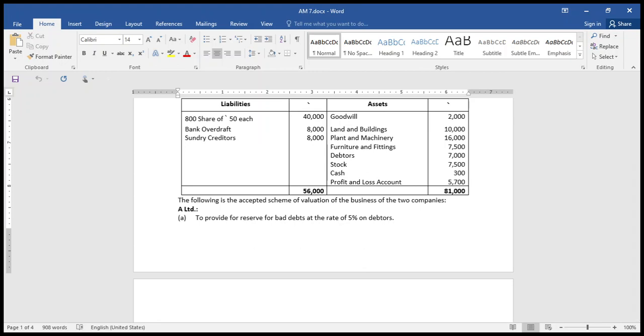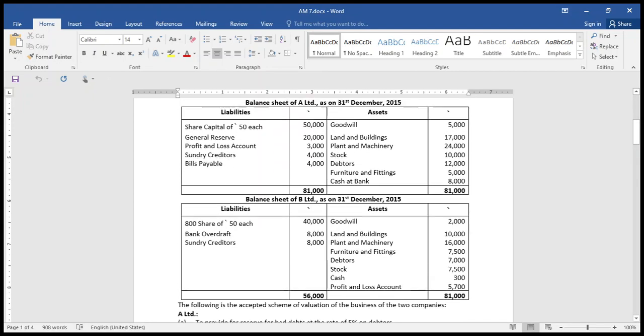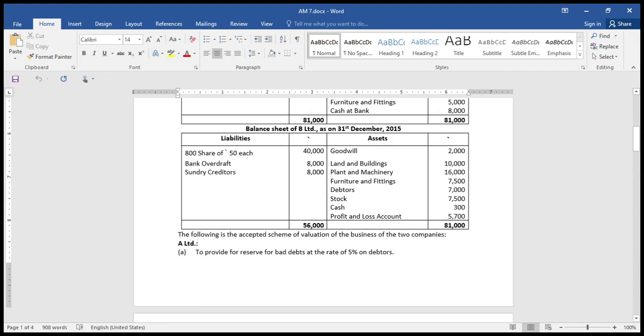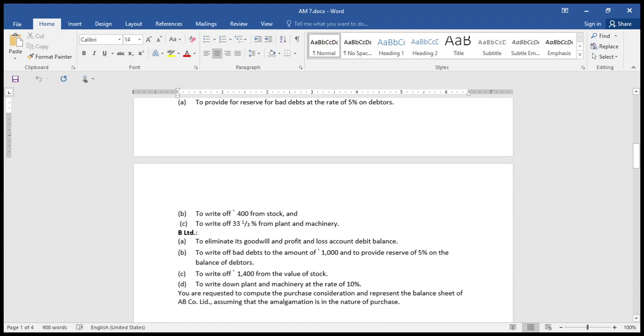For A Limited, to provide for reserve for bad debts at the rate of 5% on debtors. So in case of A Limited, we must provide for RBD on debtors. So what is the debtors in case of A Limited? 12,000. On 12,000, 5% is to be provided as RBD.